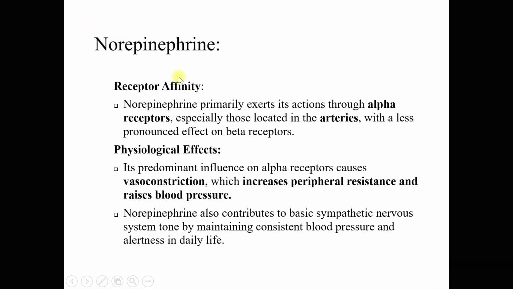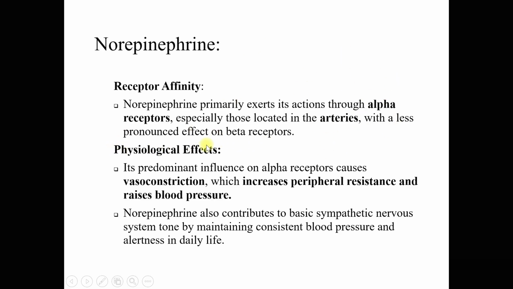Now let's see norepinephrine. Regarding its receptor affinity, norepinephrine primarily exerts its action through alpha receptors, especially those located in arteries, with less pronounced effects on beta receptors. This is the main difference between epinephrine and norepinephrine. We have seen that epinephrine is selective for beta receptors, whereas norepinephrine particularly selects alpha receptors.